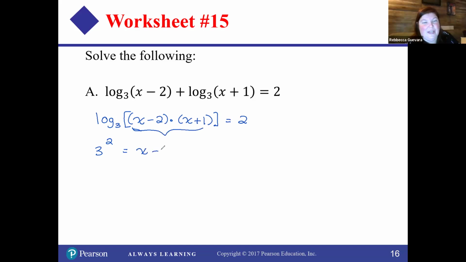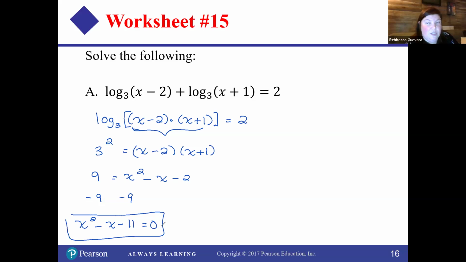So we would have x minus 2 times x plus 1. So 3 squared is just 9. And if we FOIL the other side, it's just going to be x squared minus x minus 2. Subtract 9 from both sides. We're just going to rewrite it like this: x squared minus x minus 11 equals 0.